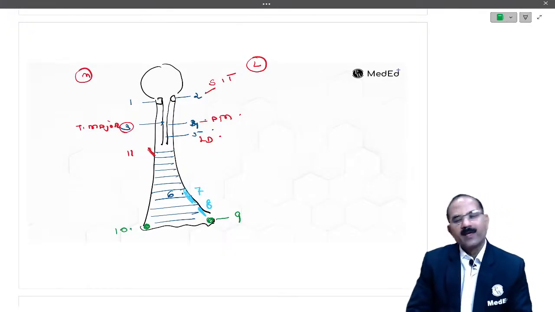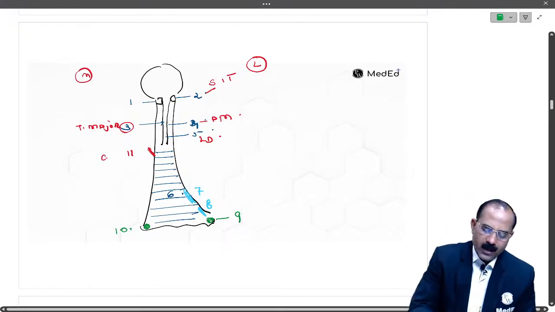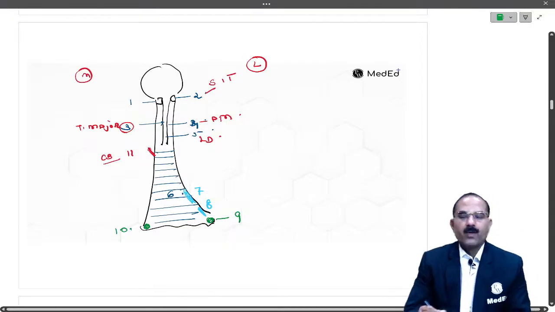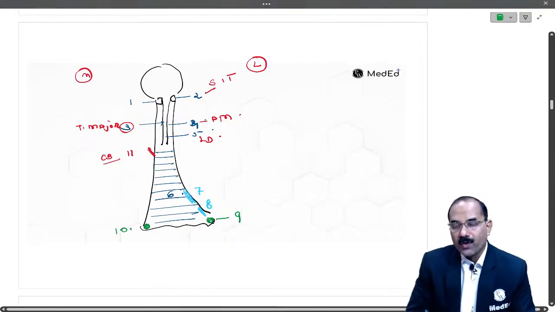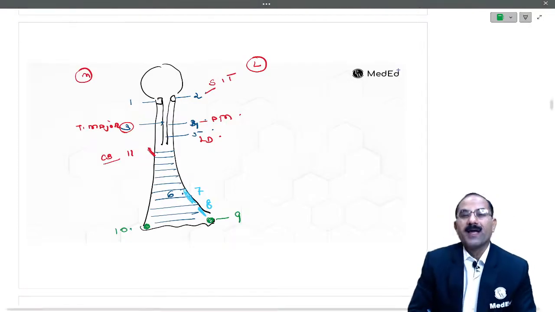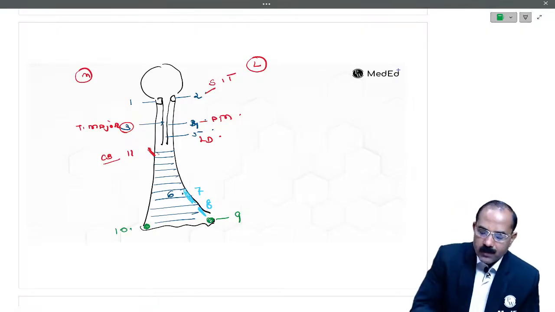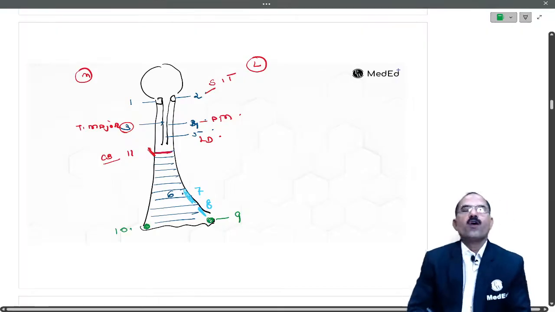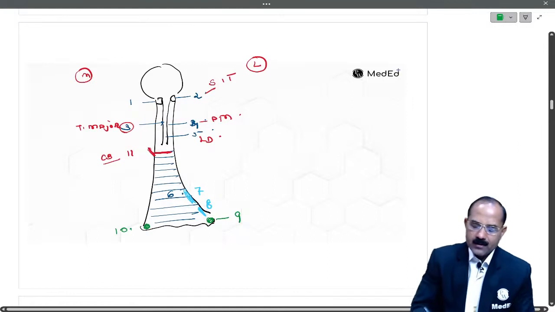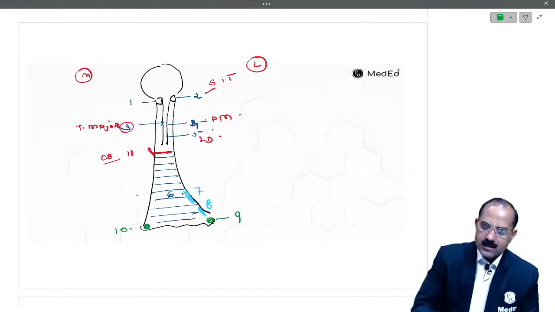11 is coracobrachialis. Very good. Coracobrachialis begins from the tip of the coracoid process along with the short head of biceps brachii, and is attached to the medial aspect of the middle half of the shaft of the humerus. That's coracobrachialis. Who is number 6?